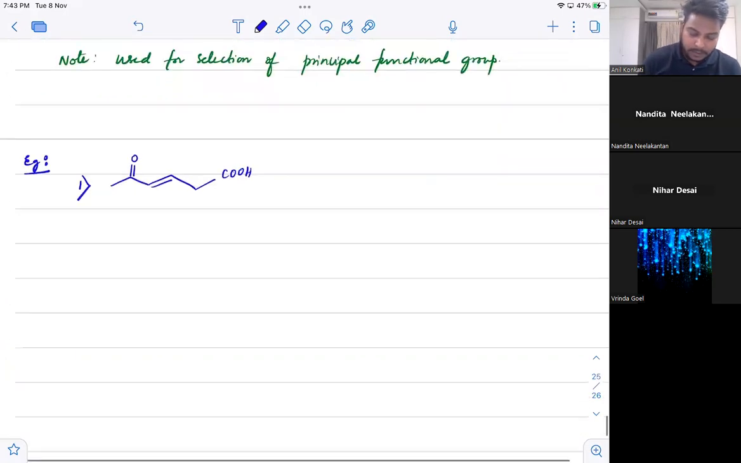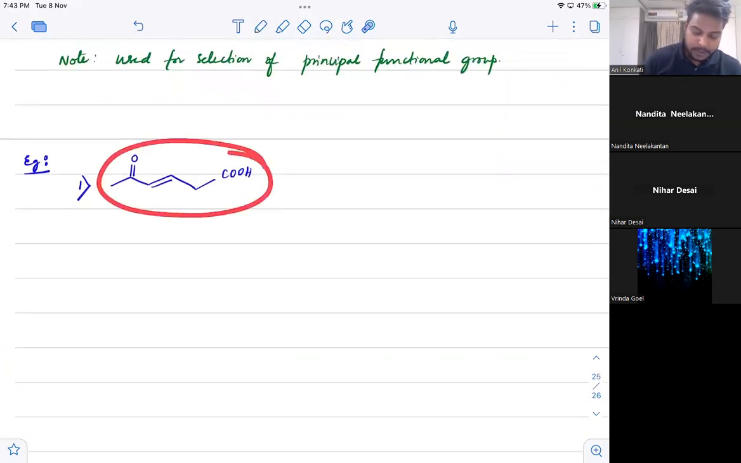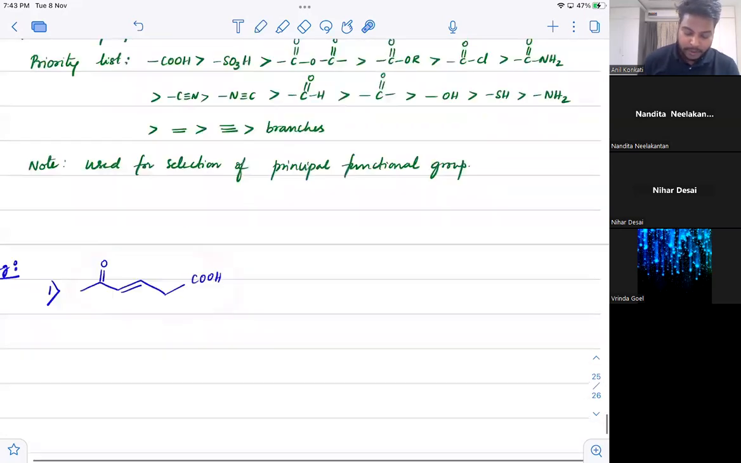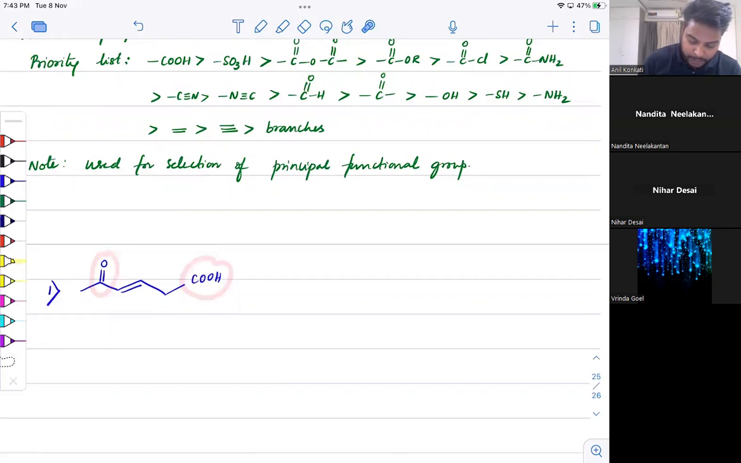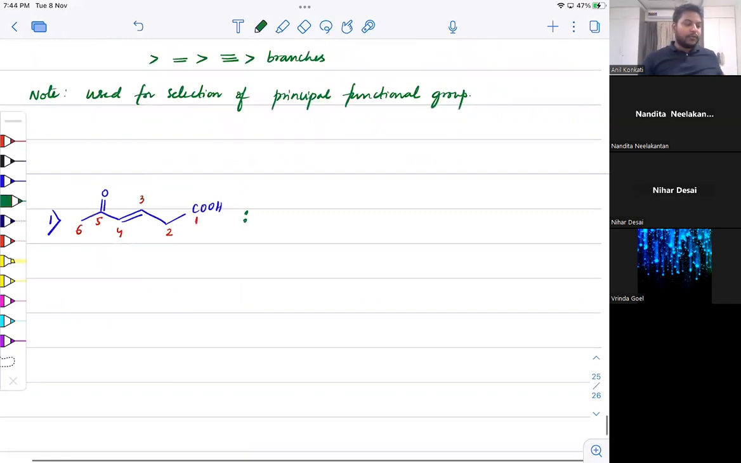Let's see this. Suppose this compound is given. Based on the above priority order, this is a keto group, this is an acid group. So acid will get more priority. So numbering should start from the acid carbon: 1, 2, 3, 4, 5, 6. See the names now. Ketone can always be used as keto or oxo. So both names are correct.